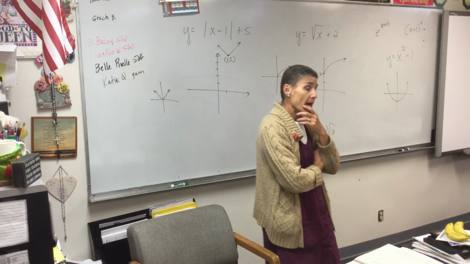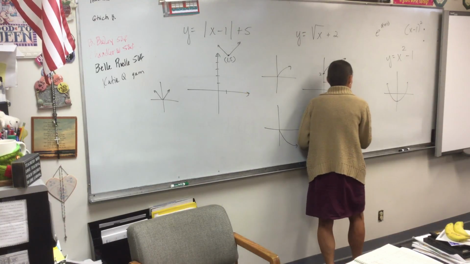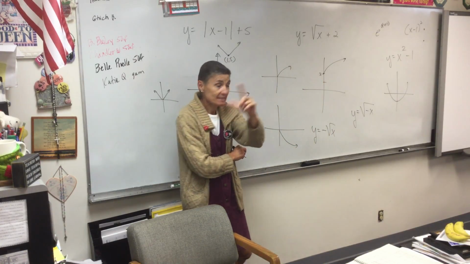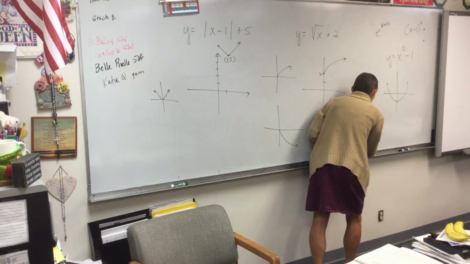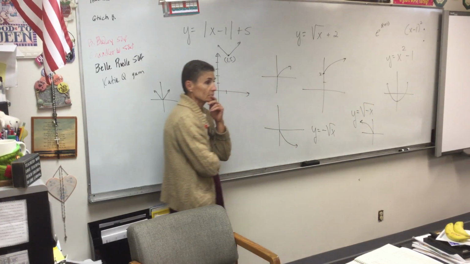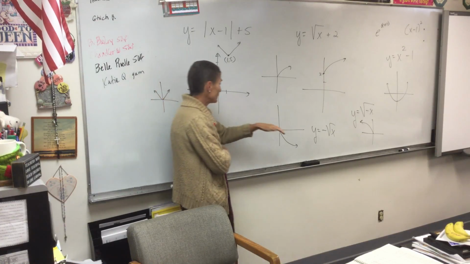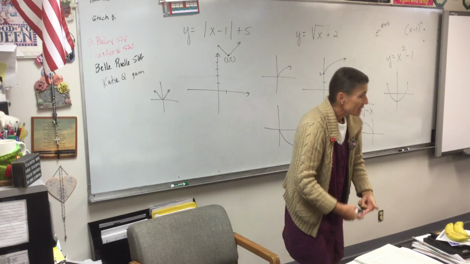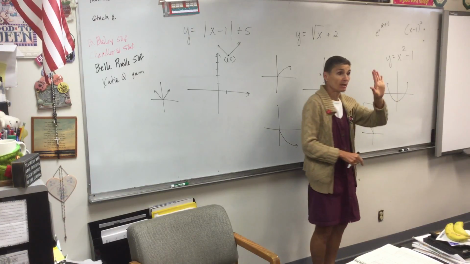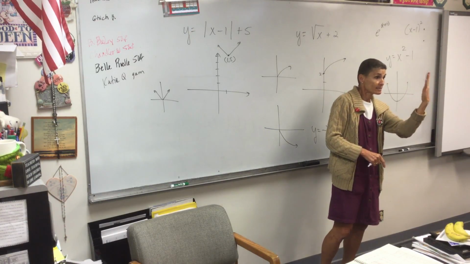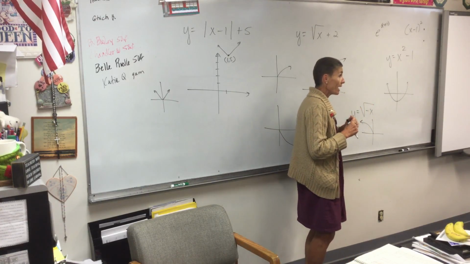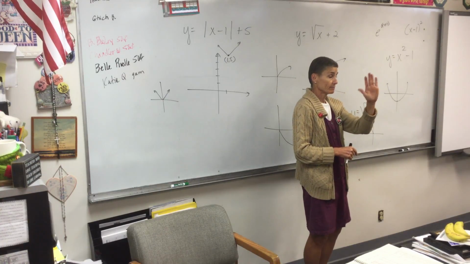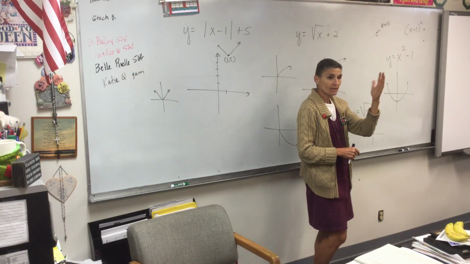Okay? Now, what happens when you put a negative inside the function? Any ideas? Turns it that way. That's exactly right. So this would look like this. If you put the negative outside the problem, it turns it upside down. If you put the negative inside the problem, it turns it this way, sideways. So outside is upside down. Inside is this way, like a reflection across the y-axis.